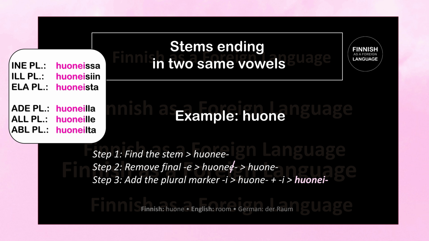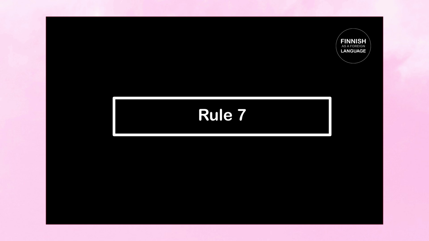Inessive plural is huoneissa. Illative plural is huoneisiin. Elative plural is huoneista. Adessive plural is huoneilla. Allative plural is huoneille. And ablative plural is huoneilta. Next one, rule number 7.